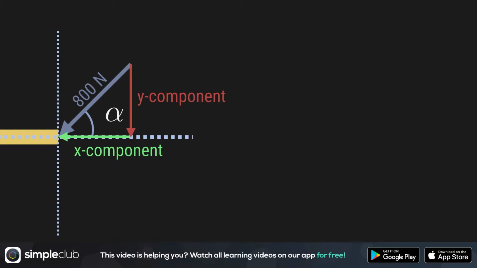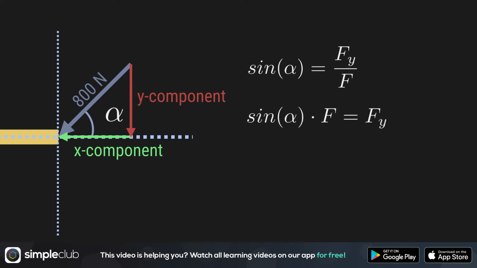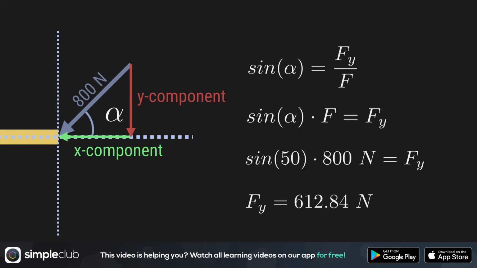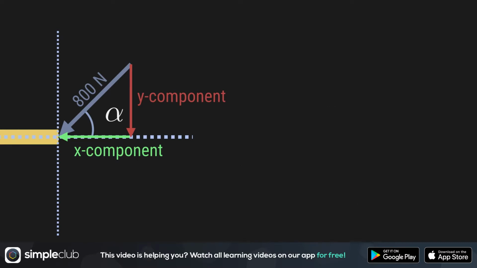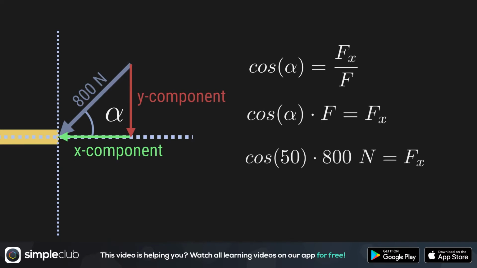The y component, our Fy, is the opposite leg of alpha, which gives us the sine of alpha equals Fy divided by F. If we solve for Fy and insert 50 degrees for alpha and 800 Newton for F, we get an Fy value of 612.84 Newton. Well, that was easy. Let's repeat all that for Fx. Our starting formula is cosine of alpha equals Fx divided by F. Solving for Fx and using the correct values, this gives us an Fx of 514.23 Newton.